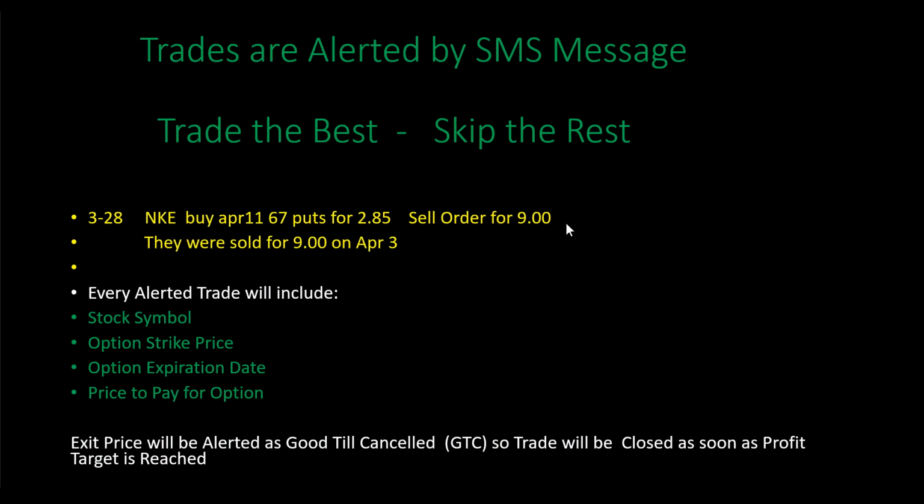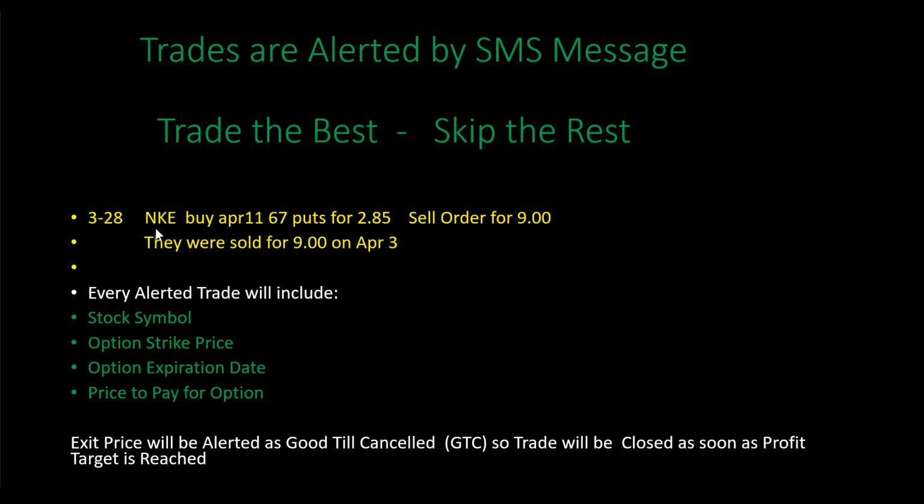To talk about the alerts, if you take a subscription to the room, you get the alert service too. This is what the alert service produces. This is like the trade we took in Nike. What you get is the stock symbol, the option strike price, the option expiration date, and the price to pay for the option. That's going to come through. Now you're going to get at least 2. You're going to get the entry, and then you're going to get the exit. And if we have to adjust the exit, you'll get one for that too.